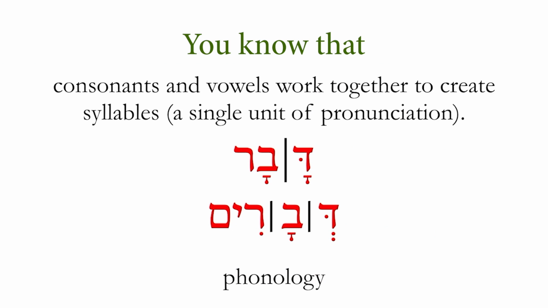Let me explain discourse analysis in this way. You know that consonants and vowels work together to create syllables, or a single unit of pronunciation. This is called phonology. For example, we can have open syllables or closed syllables, and those syllables can be in the propretonic, pretonic, or tonic position. And you also know that syllables generally begin with a consonant and have only one vowel in Hebrew. These are the rules of Hebrew syllables, and that's phonology, how sounds go together to create meaningful bits of sound that will eventually create words.